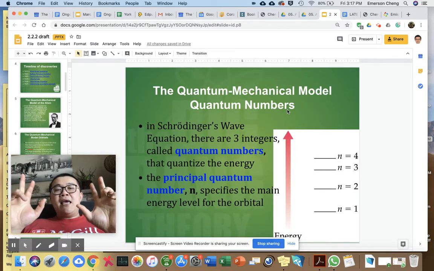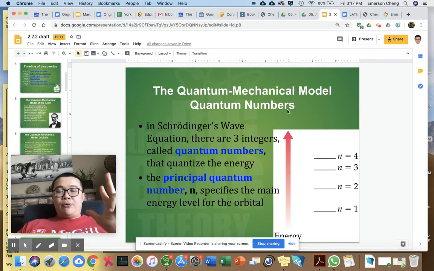Now, in this case, in his wave equation, there are three numbers. Think of it as almost like your address, so to speak. Where would the electron be at a particular time? So you have three quantum numbers, talking about the level of energy they have. If you want to think of it this way, quantizing the energy, it has a certain quantity of energy. So you kind of know how much energy it has. So the first number is the principal quantum number.